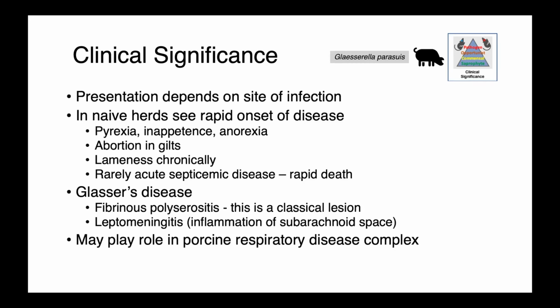Glasser's disease is really the classical presentation associated with Glaesserella parasuis, the one you'll read about in textbooks. And the hallmark lesion of Glasser's disease is fibrinous polyserositis, and I'll show you what that looks like in the next slide. We can also see leptomeningitis, which is inflammation of the subarachnoid space. And just like Histophilus somni in cattle, Glaesserella parasuis can play a role in porcine respiratory disease complex.